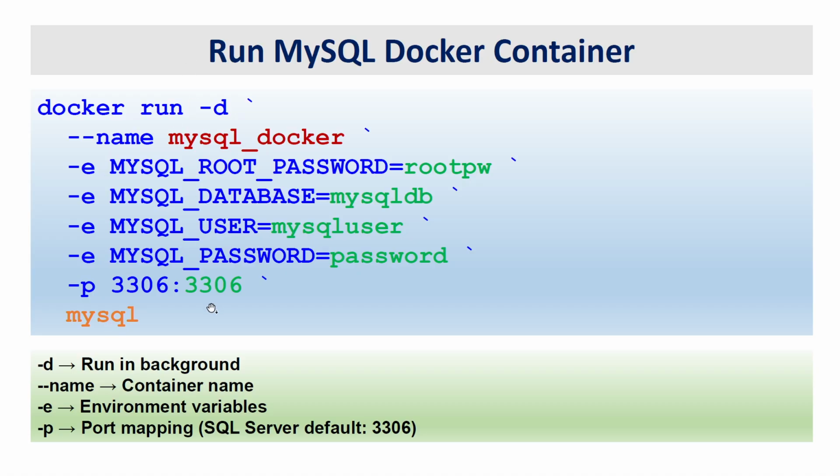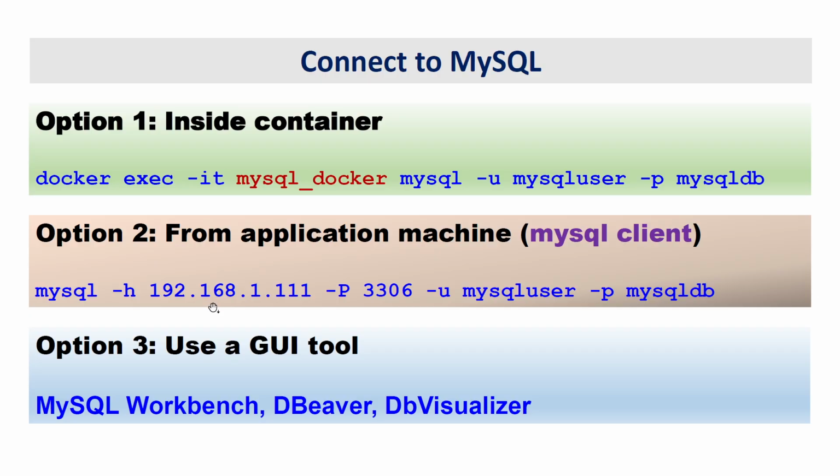Now that we know how to run the Docker container, let's see how to connect to MySQL. There are multiple ways of connecting to the MySQL database. One is within the container, so you can use the docker exec command. You will attach to that particular Docker container. This should match the name of the Docker container. Using the mysql command, you specify which user and which database you want to connect to. So this is one of the options within Docker itself.